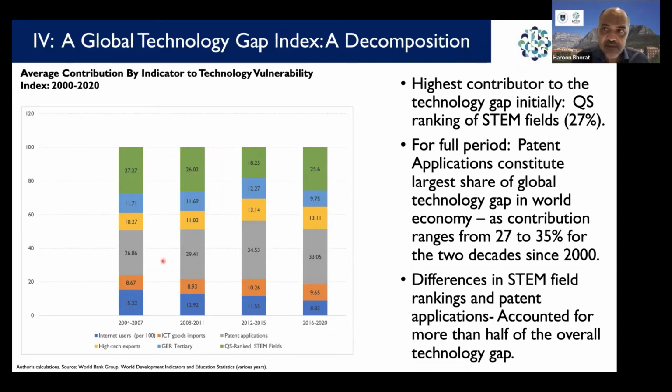But the bigger explanation is patent applications. It explains a third of the technology gap in the world economy. So if you wanted to lock on to what are the two big drivers of the world's digital divide and growing technology gap, it's patent applications and quality differentials in STEM fields. They alone explain close to 60% of the technology gap in the world economy.